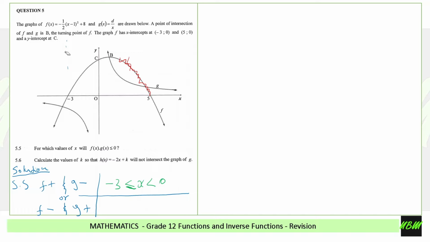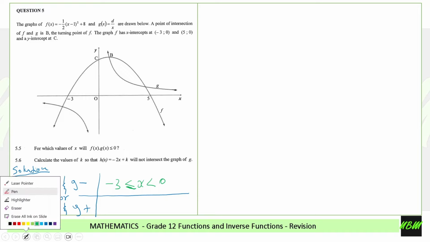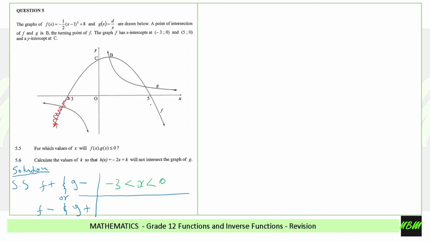Now let us look at where f is negative and g is positive. So we are only going to shade the part of the graph where f is negative. Then g positive; you only concentrate on g being positive where f is negative.